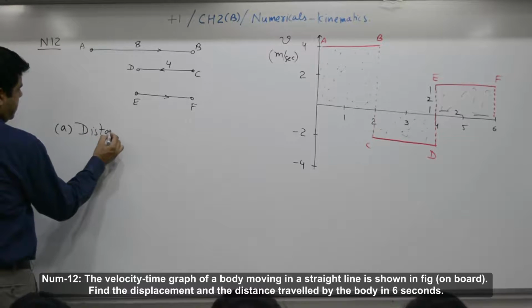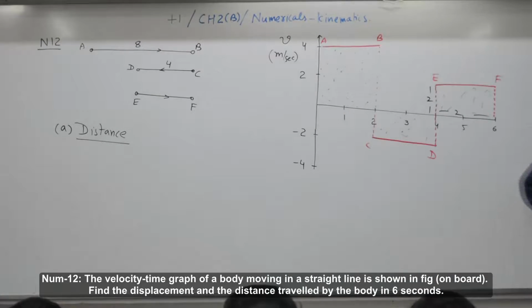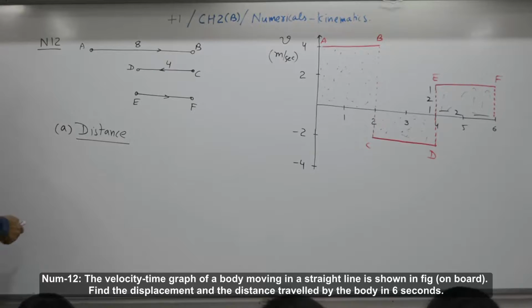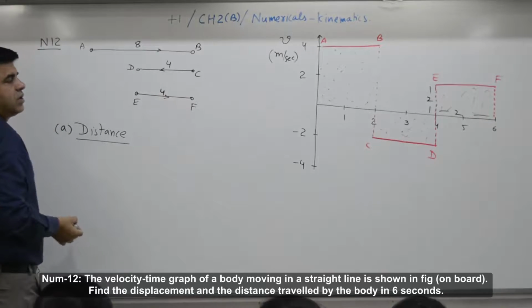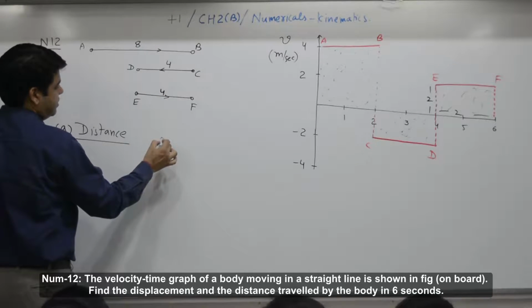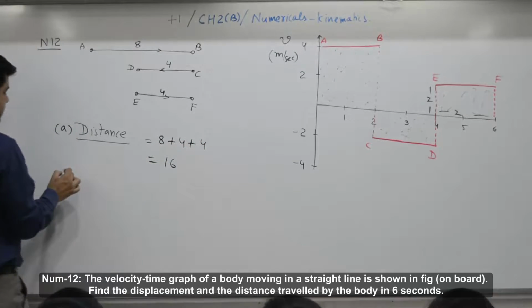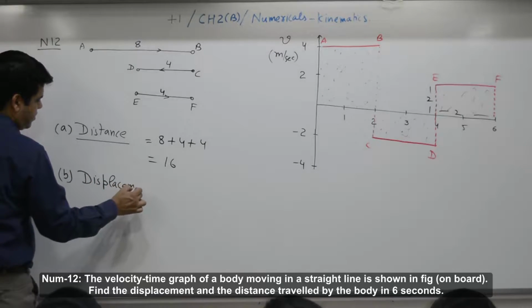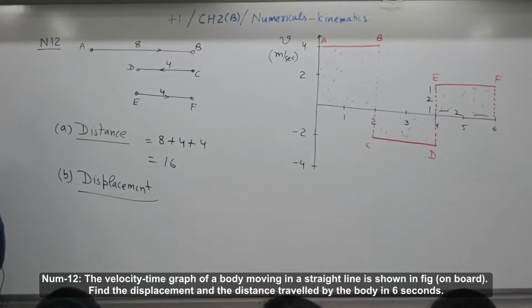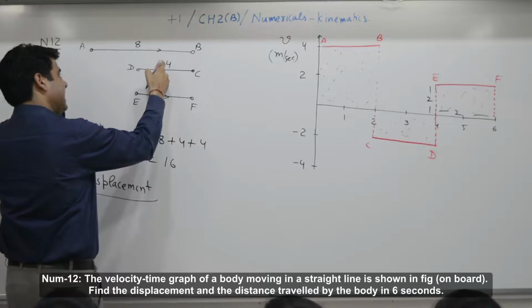First part, distance covered. How much did you get? Distance covered: 8 plus 4 plus 4, 16. Distance is 8 plus 4 plus 4 comes out to be 16. Second part is displacement. You move forward 8, then back. That is why it has to be negative.